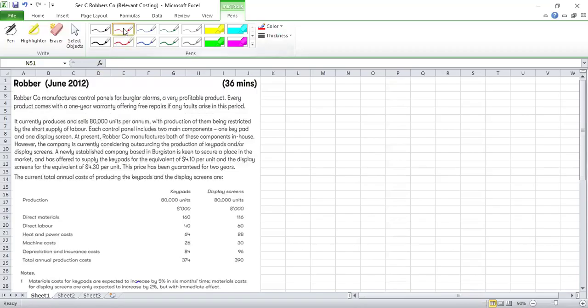Rubber company manufactures control panels for burglar alarms, a very profitable product. Every product comes with a 1-year warranty, offering free repairs if any faults arise in the period.